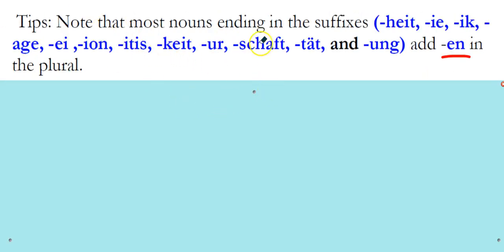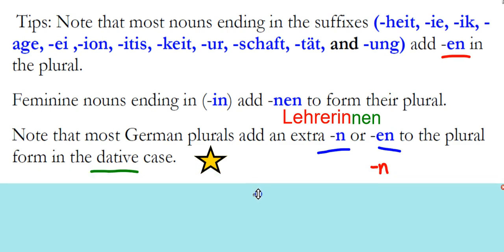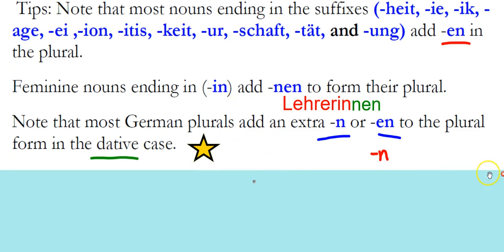If you have any of the words that end in these suffixes, you'll typically add an en. If it's a feminine noun, so for example, Lehrerin, female teacher, to say a group of female teachers, you add en, Lehrerinnen. And this is most important, star this, that when we get to the dative case, which is one of the 4 cases in German, you'll typically add an n or an en to the plural form as well.